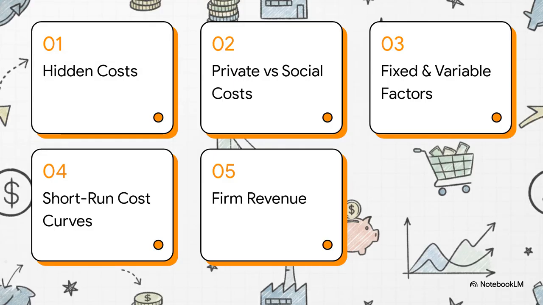Here is our roadmap for today. 1. The hidden costs of business. 2. Private versus social costs. 3. Fixed and variable factors. 4. Navigating short-run cost curves. And 5. Introduction to firm revenue.